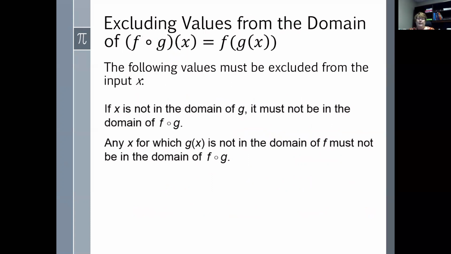Again, the following values must be excluded from the input x in the composite function. If x is not in the domain of g, it cannot be in the domain of the composite function. And any x for which g of x is not in the domain of f must not be in the domain of the composite. Let's look at an example.